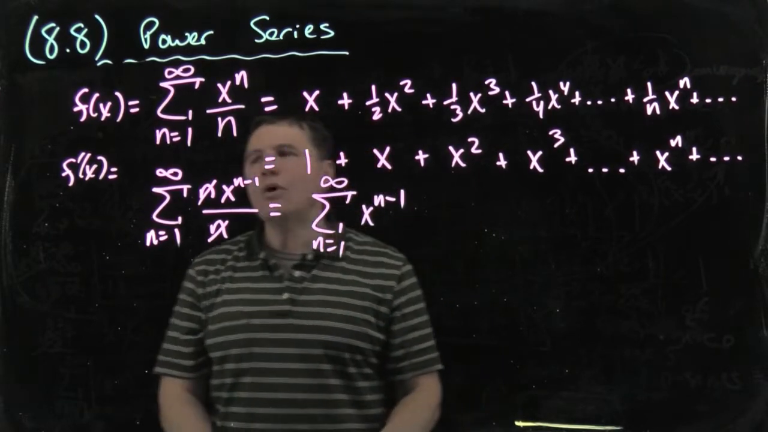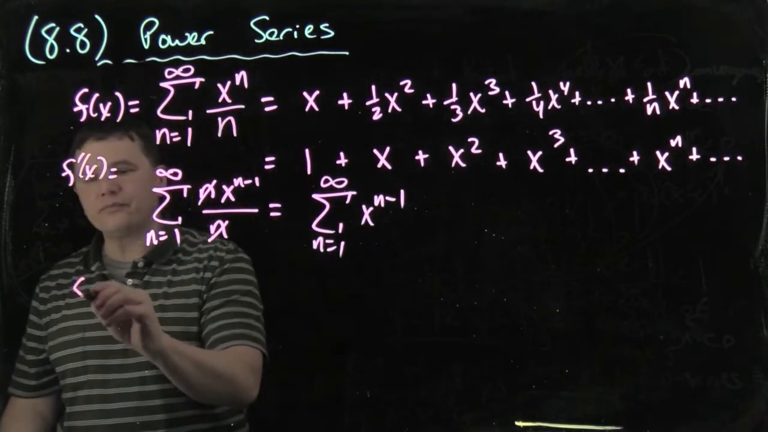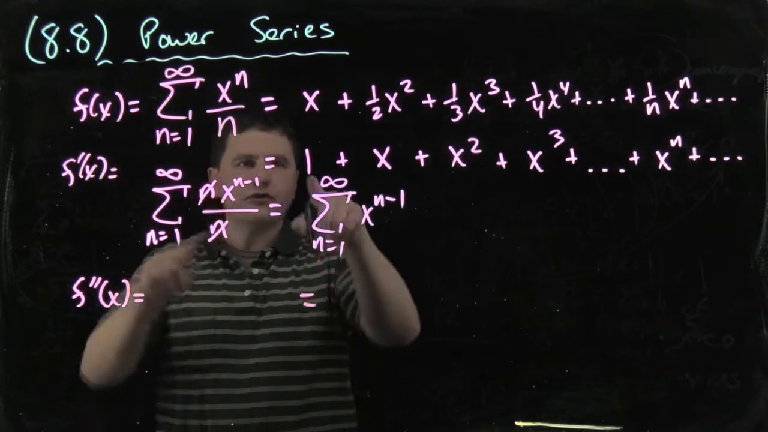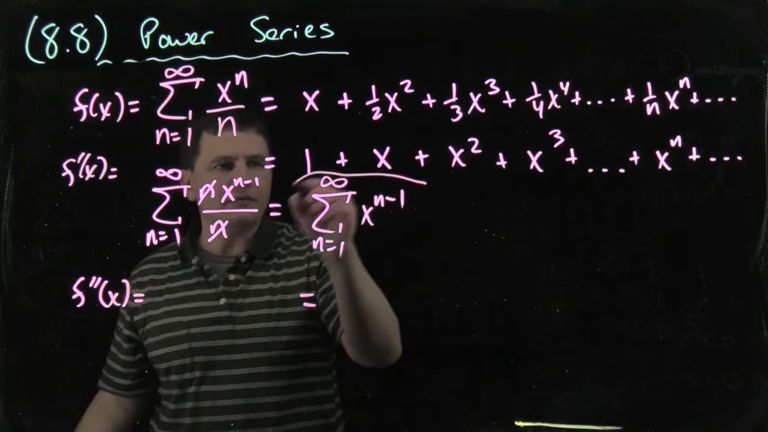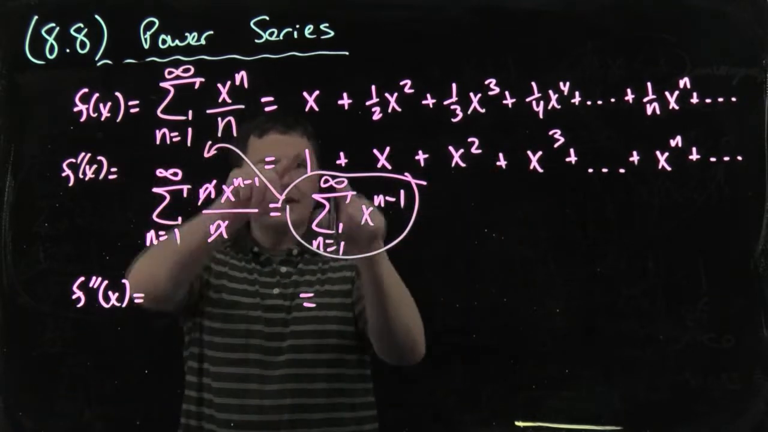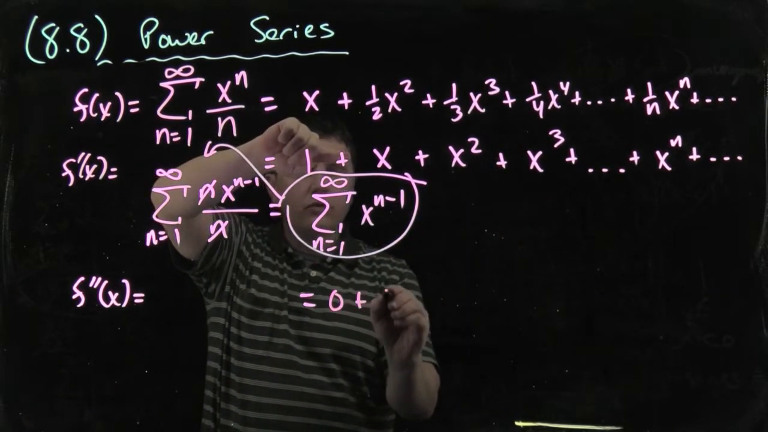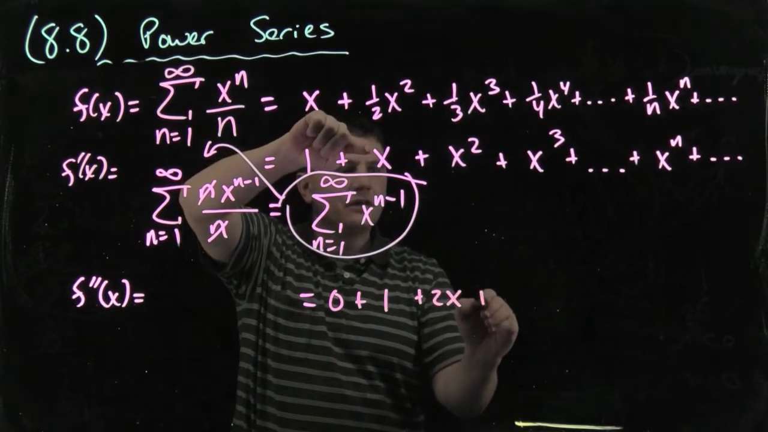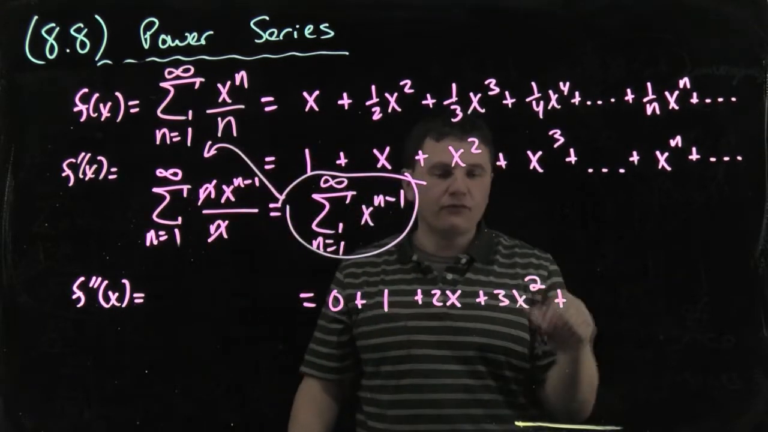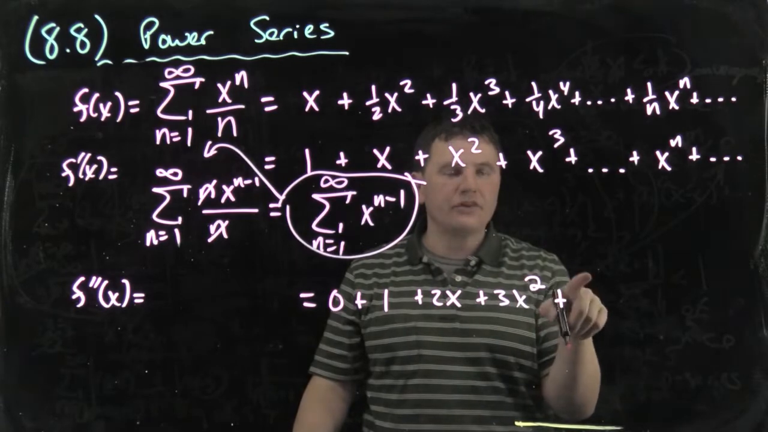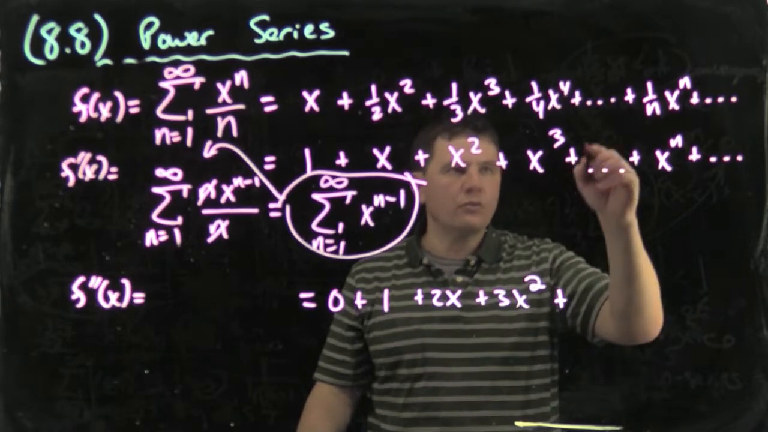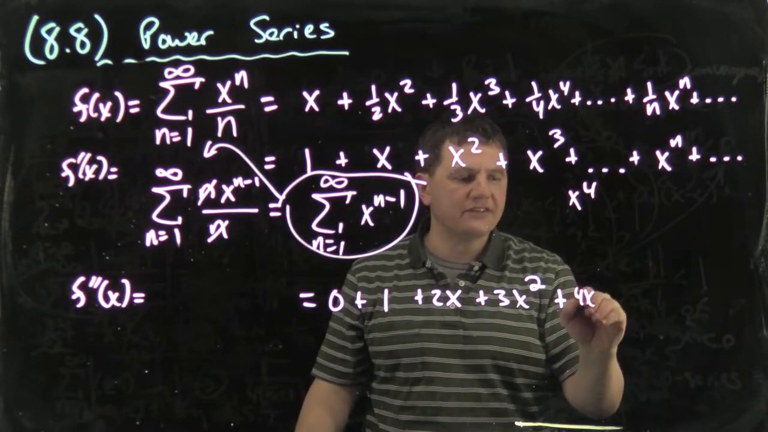Now, what happens if I take the double derivative? This is the one that we're going to have to be a little careful of. Sorry, this is kind of cramped here. So basically, this goes right here. If I take the double derivative of this, this gives us 0 plus 1 plus 2x plus 3x squared plus, now let's go ahead and do 4 non-zero terms, the next one would have been x to the fourth, so that would be 4x to the third.